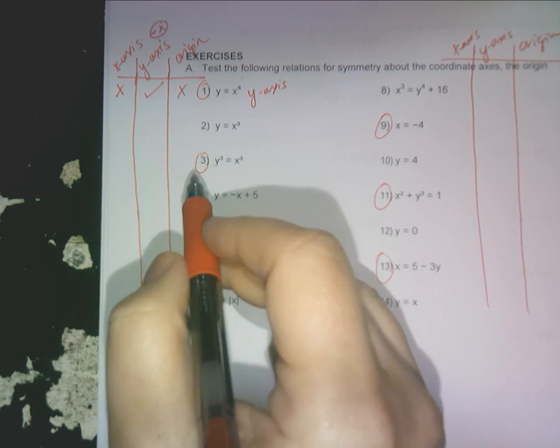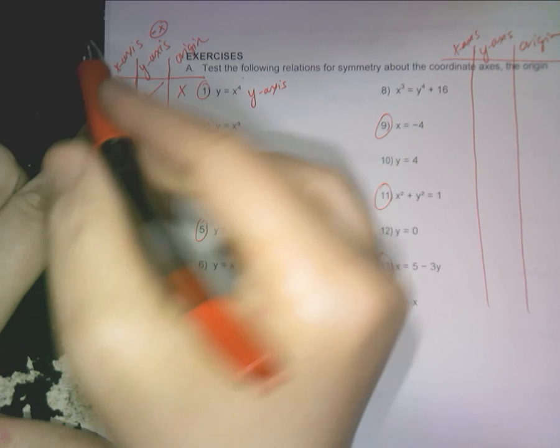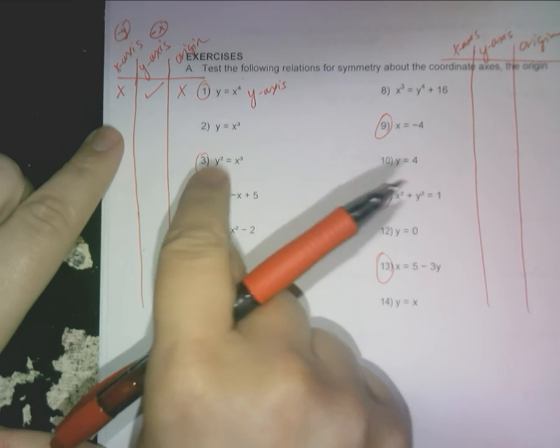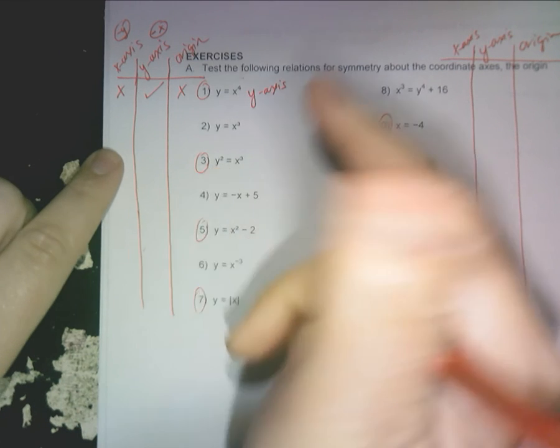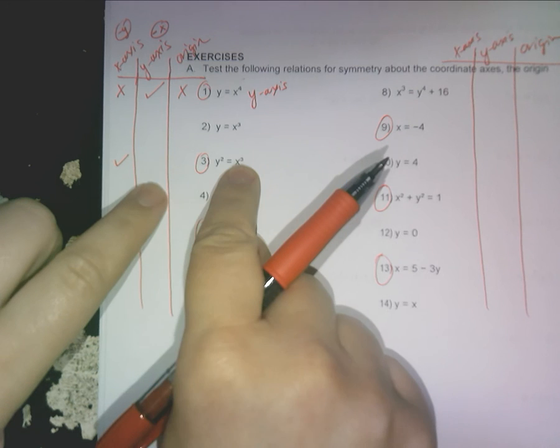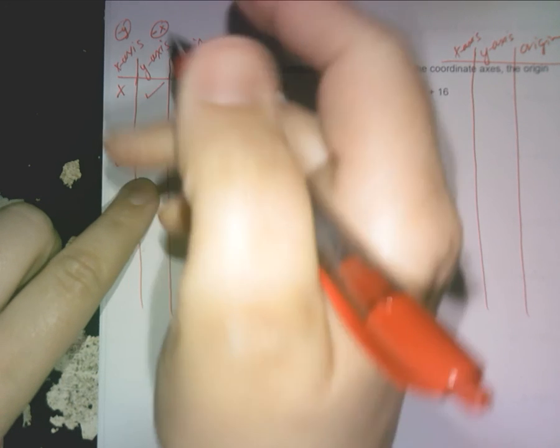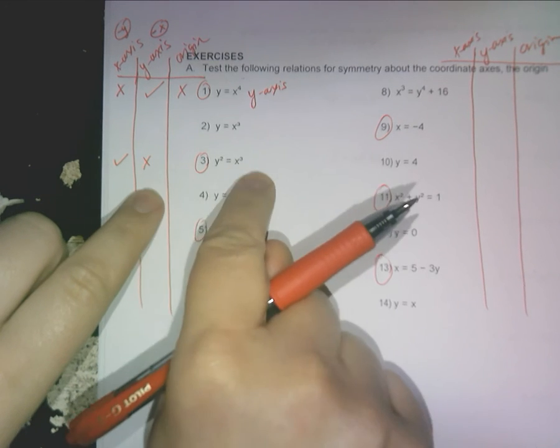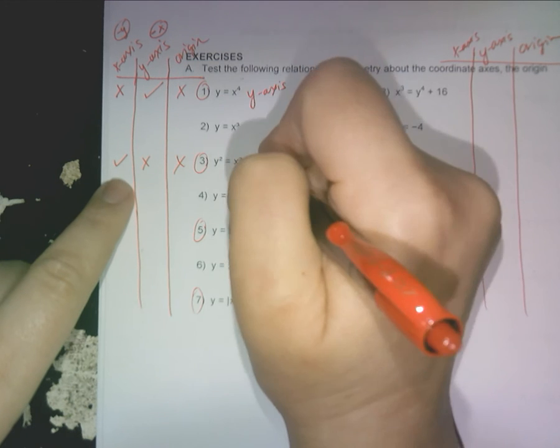Okay. So for this one, for x-axis symmetry, I have to plug in a negative y. Wouldn't that work? Yeah. So check. Would it work for plugging in a negative x? No. Would it work for both? No. So it only has x-axis symmetry.